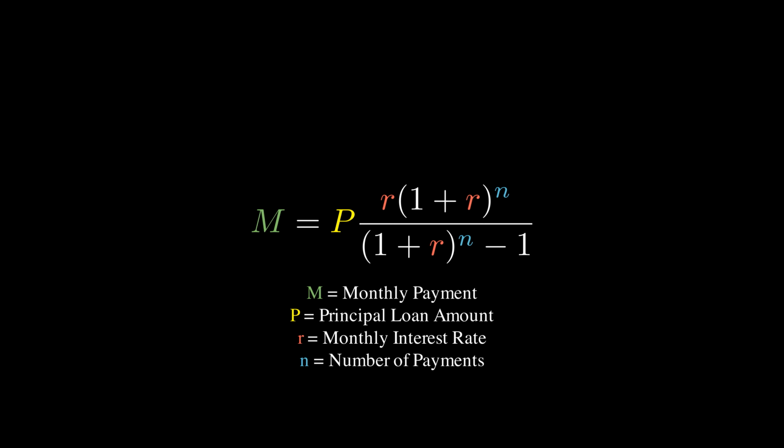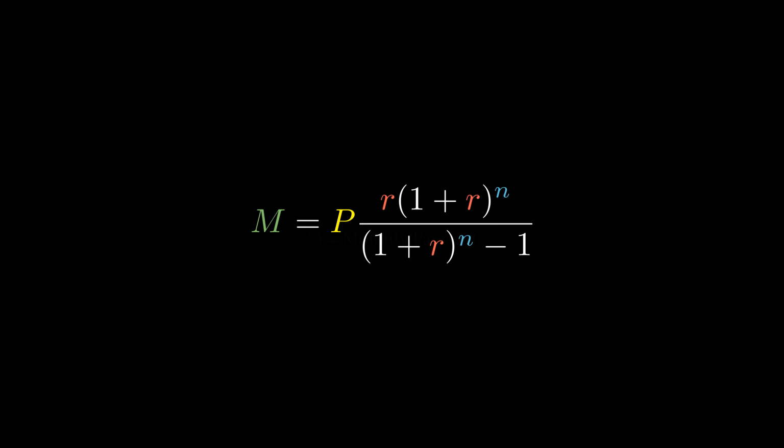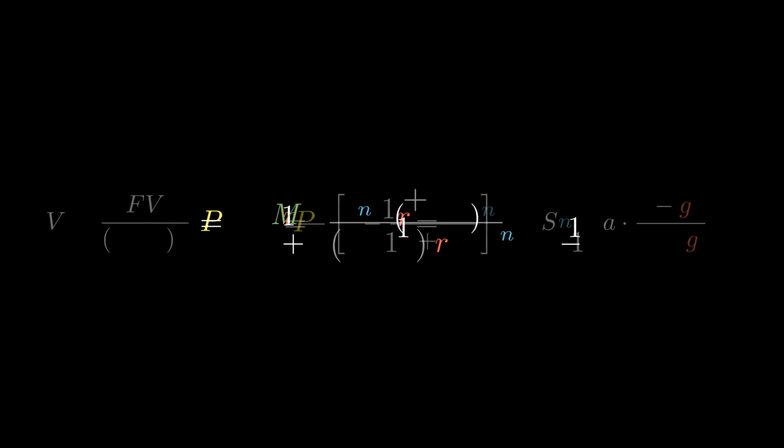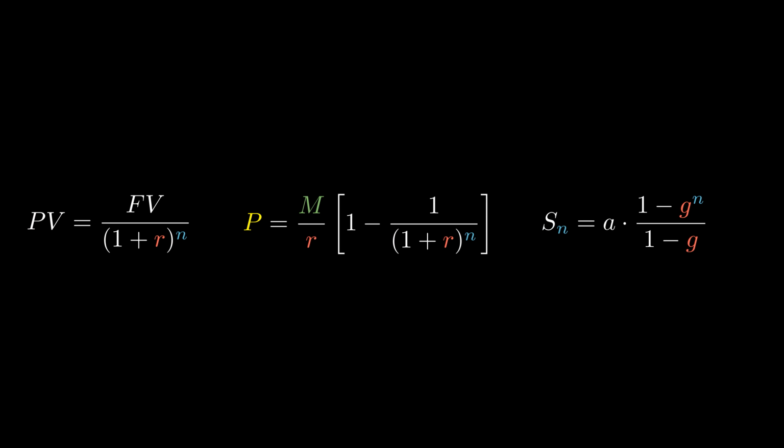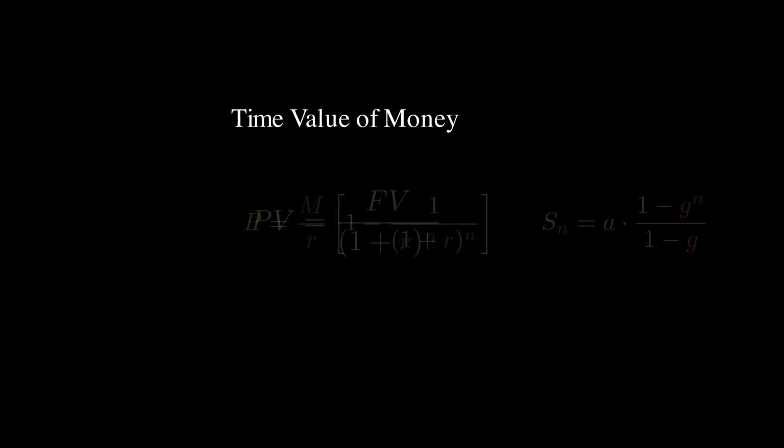But where does this formula actually come from? This isn't just a random equation. It's built on core finance and math principles. Each formula represents a key concept that comes together to form the amortization formula. Let's start with the most fundamental one, the time value of money.